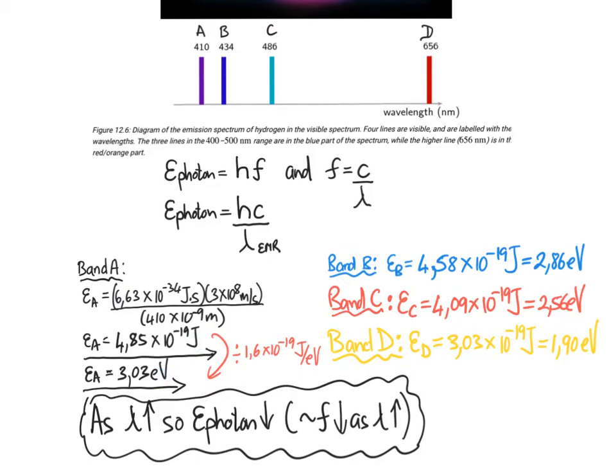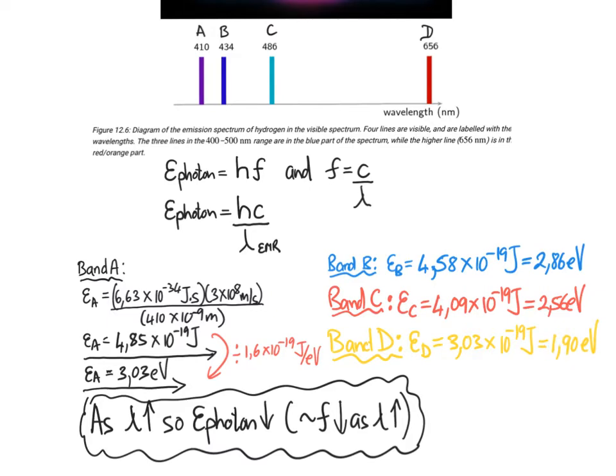Now if we calculate the energy of the photons associated with band B, then using 434 times 10 to the minus 9 meters for that wavelength, we get the energy of those photons is 4.58 times 10 to the minus 19 joules, and converting into electron volts, 2.86 electron volts. Doing the same for band C and band D, we get these values.